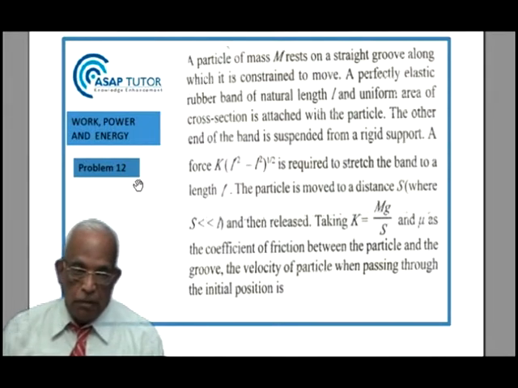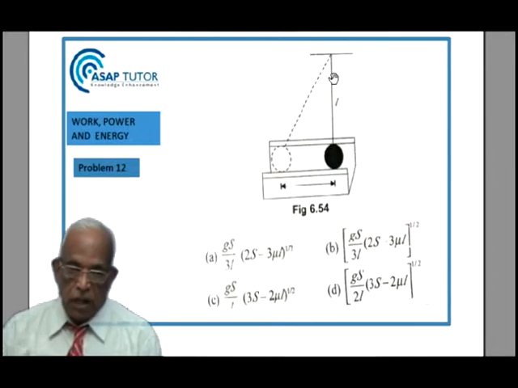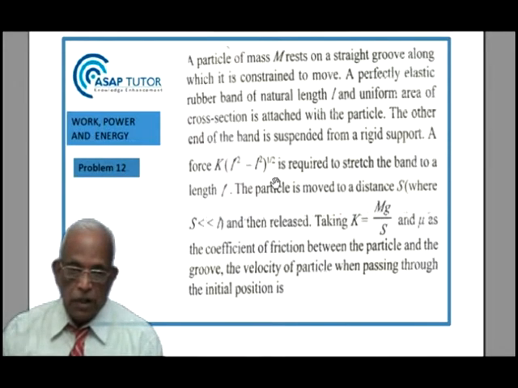Go to problem 12. A particle of mass m rests on a straight groove along which it is constrained to move. Let us look at the figure, it will be easier. Notice that this particle is constrained to move in this groove only and not beyond. It cannot go this way, only lateral movement is allowed. This is L, and we will figure out what is needed.